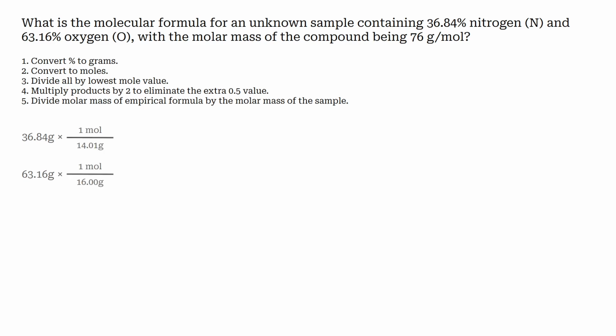We then convert from grams to moles, with the lowest value being 2.63. So we divide both mole values by 2.63. However, we end up with products of 1 nitrogen atom and 1.5 oxygen atoms. In this case, 1.5 is not enough to round to 2, but in order to make them both whole numbers while also preserving the ratio, we need to multiply both numbers by 2. So 1 times 2 equals 2, and 1.5 times 2 equals 3.